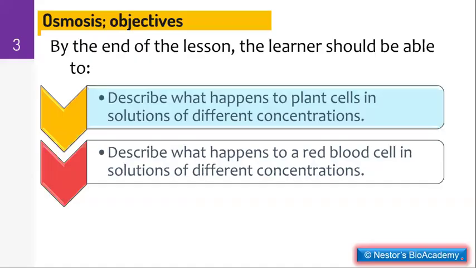So the main objectives of this lesson today are to describe what happens to plant cells when you place them in solutions of different concentrations, and also describe what happens to a red blood cell when you place it in solutions of different concentrations.